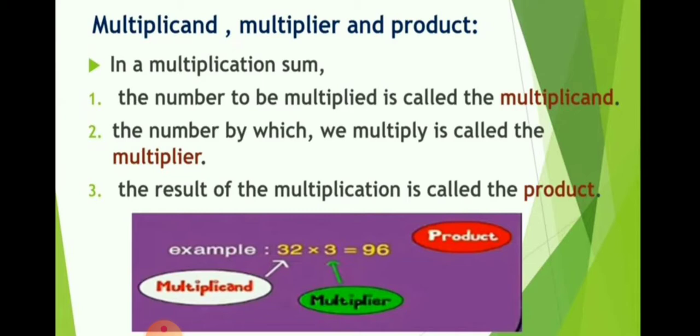Let us have a look with the example. Here when we are multiplying 32 and 3, the first number that is multiplied, that is 32, is known as multiplicand. The second number that is multiplied, that is 3, is known as multiplier and our answer, that is 96, is known as product.